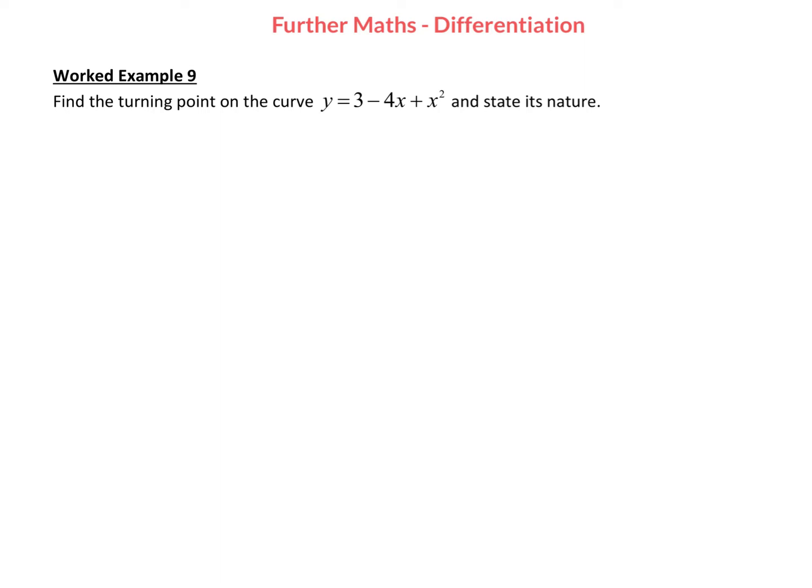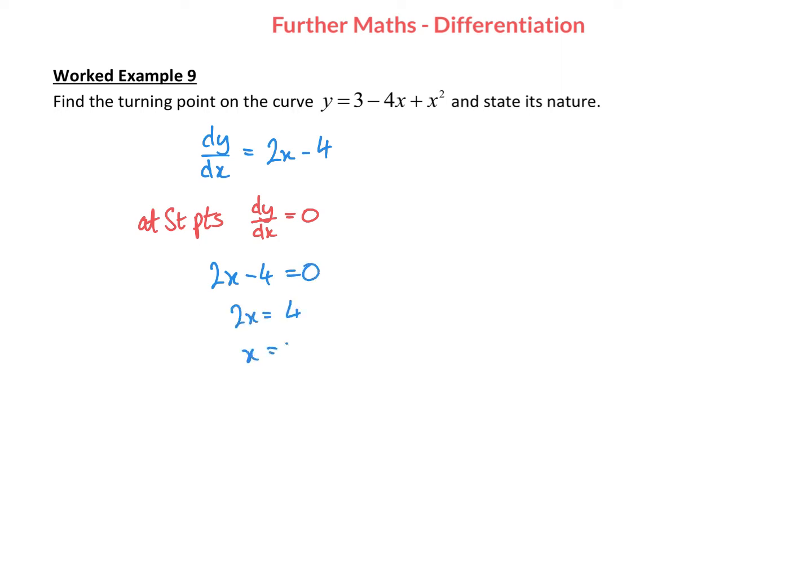So here we go. y equals 3 minus 4x plus x squared. Find the turning point or the stationary point and state its nature. So the first thing we want to do is find dy by dx. And when we do that, we get 2x minus 4. I always like to write this: at stationary points, whenever we want to find a turning point or a stationary point, dy by dx equals 0. So let's put our dy by dx equal to 0. So 2x is 4 and x is equal to 2.